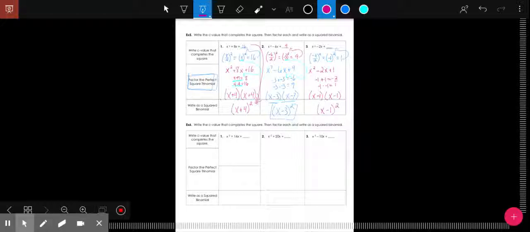All right, same process in the next section. If you're working ahead, that is totally fine. Just make sure you're checking your work so you can make sure you're good to go.